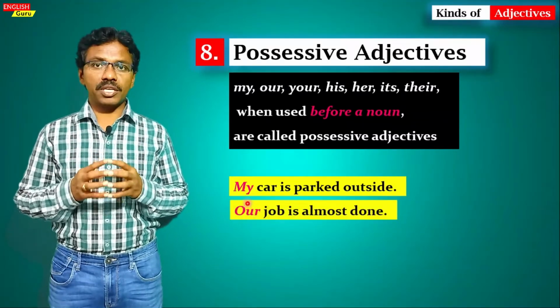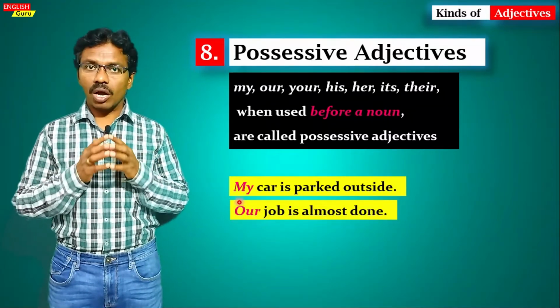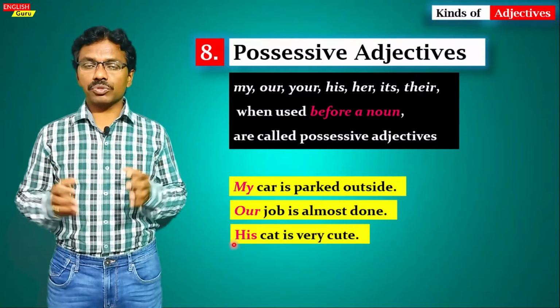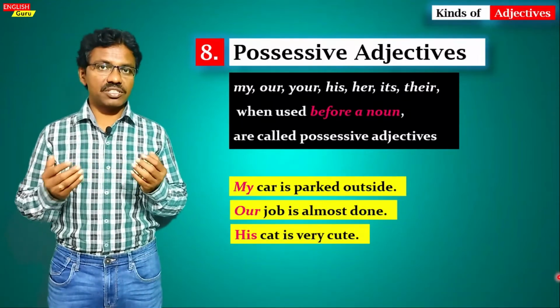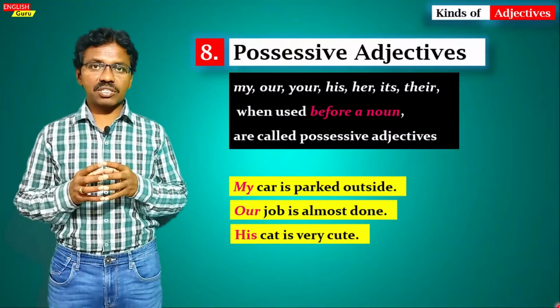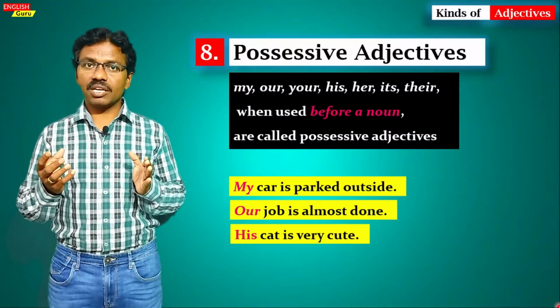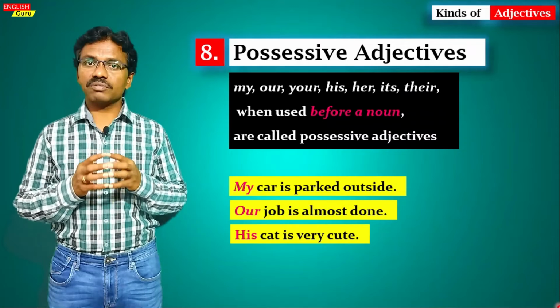And our job is almost done. So our is a possessive adjective. His cat is very cute. His is a possessive adjective. So possessive adjectives come before nouns and they qualify the nouns. So they are possessive adjectives.